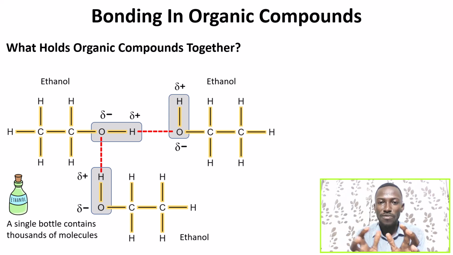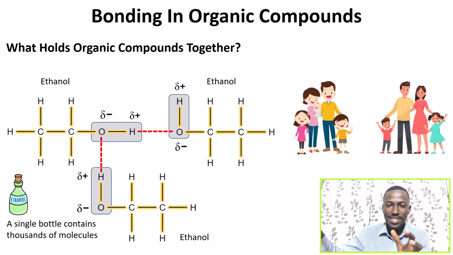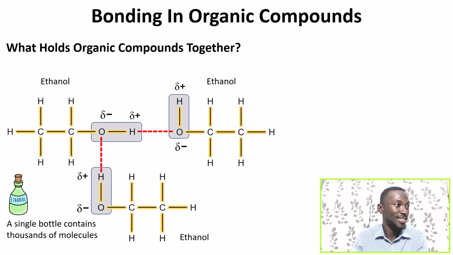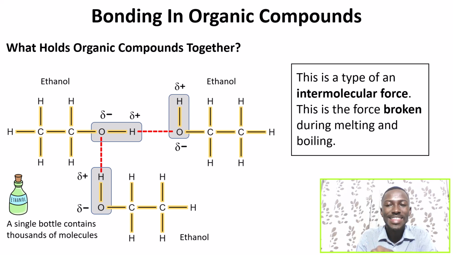So each ethanol molecule is a nuclear family. But we have another nuclear family that is connected by family ties to another nuclear family. There's some kind of family union or bond between these nuclear families. So that also exists, right? But in terms of organic compounds, how are they called? These are known as intermolecular forces.